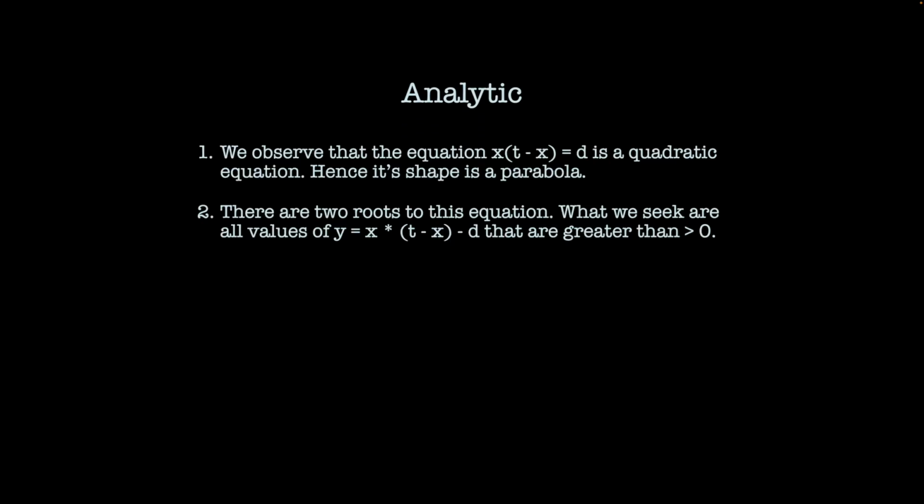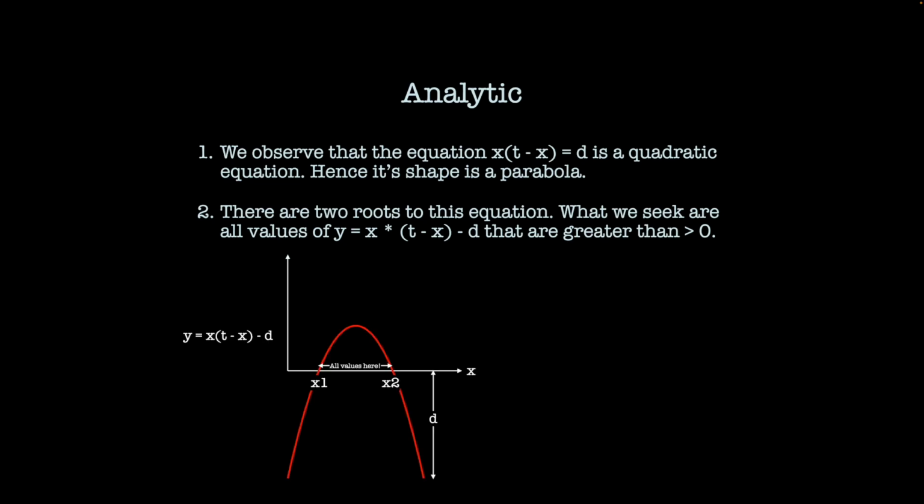Right, and the last solution is the analytic solution. This is very interesting because not many programming problems have an analytic solution, and this is one of those rare problems which do. Again, we observe that the equation is a quadratic equation, and hence its shape is a parabola. And there are two roots to this equation. What we seek are all the values of y given by x times (t minus x) minus d that are greater than 0. What that means is we need to find the distance between the two roots, and that is essentially our answer.